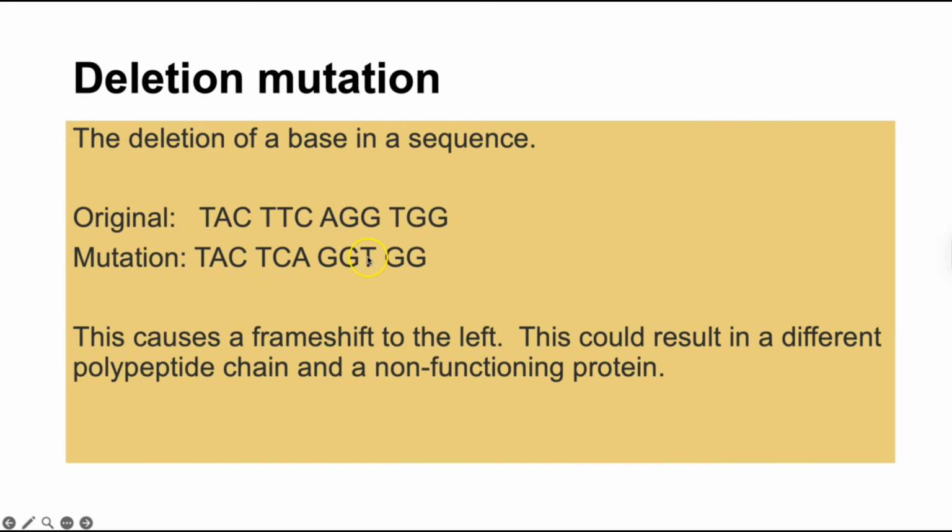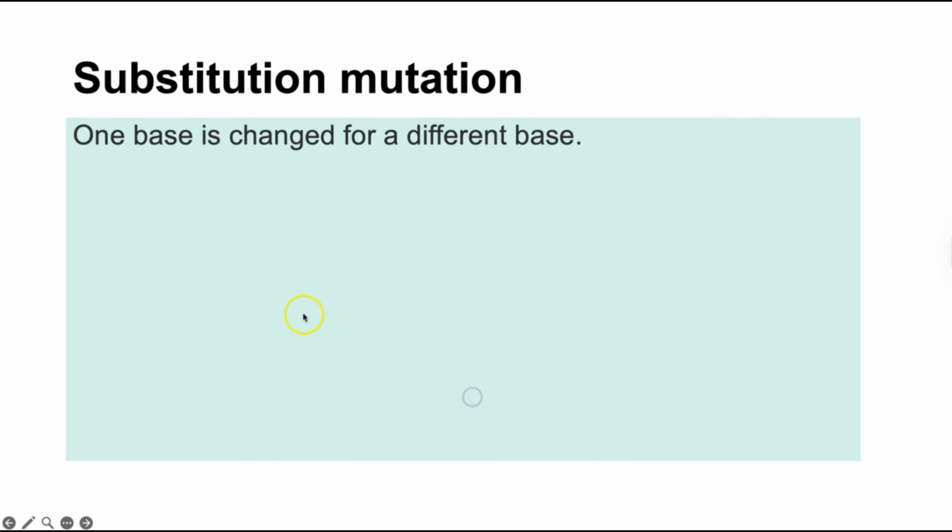Deletion is when one of the bases in your DNA base sequence is deleted. This also causes a frame shift, but this time all of the bases downstream of the mutation shift one position to the left. Again, you get different codons, therefore it's going to code for different amino acids and a very different amino acid sequence, and therefore a non-functioning protein.